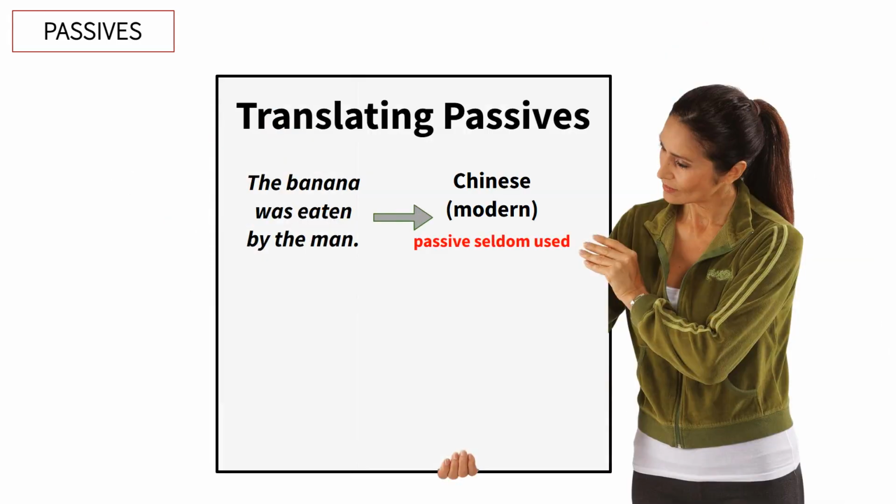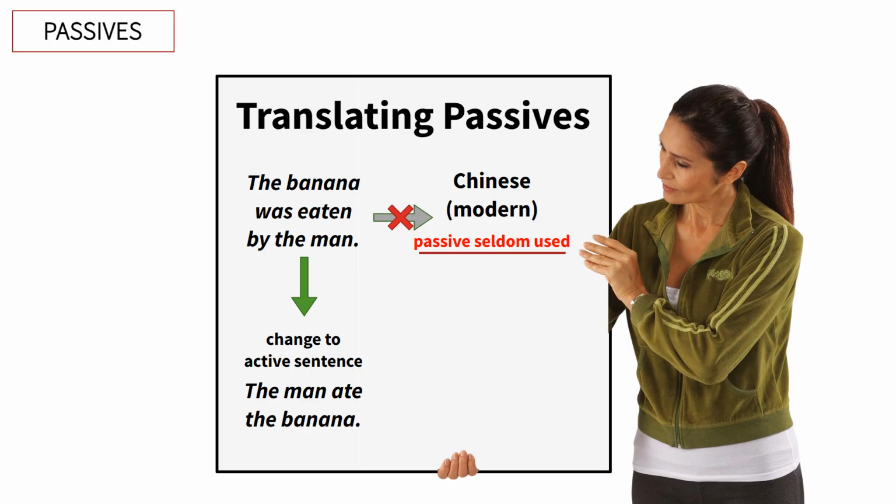The problem with translating passive sentences is that many languages do not have this kind of grammatical construction. This means that when you are translating from a language that does have passive sentences to a language without passive sentences, they need to be changed into normal or active sentences in the translation.